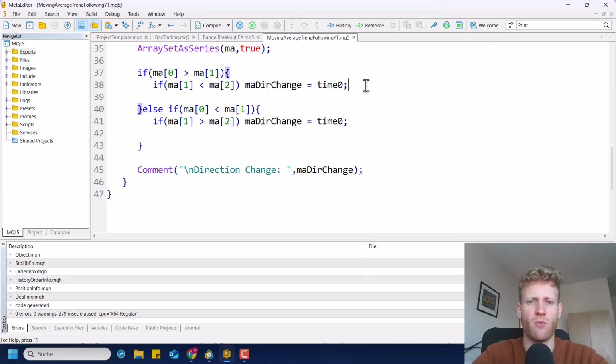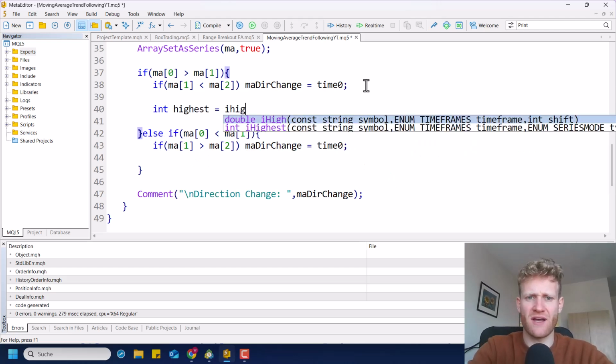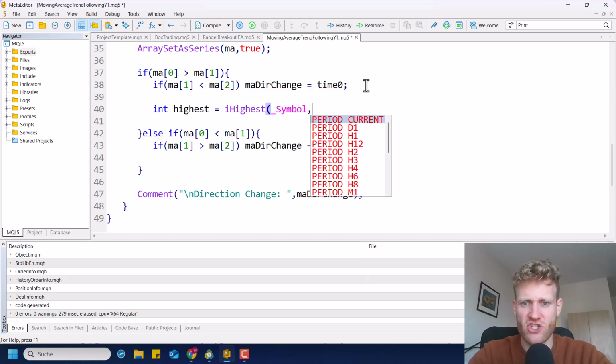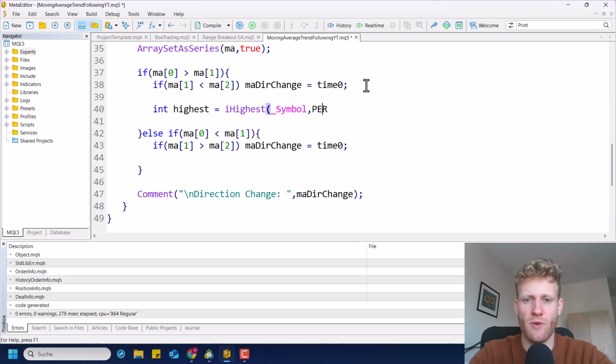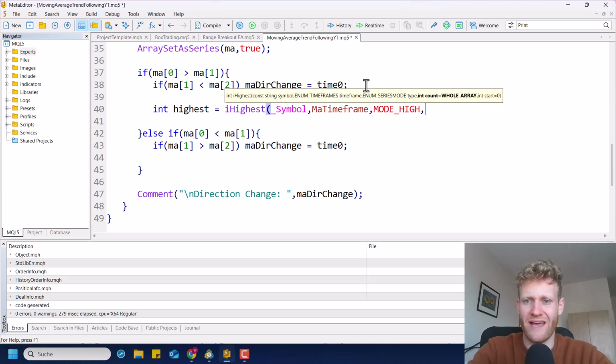Okay, so if we have an upwards trend, we can now go ahead and find the highest point, right? And this is what we can do using the iHighest function. This will give us the highest index in a specified range. So we want to do it for the chart symbol. We want to use the MA time frame period, I guess. And then we have to say MODE_HIGH, because we want to have the highest point. And then we have a count.